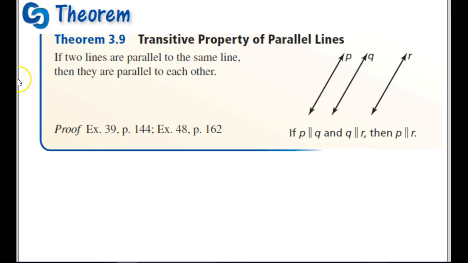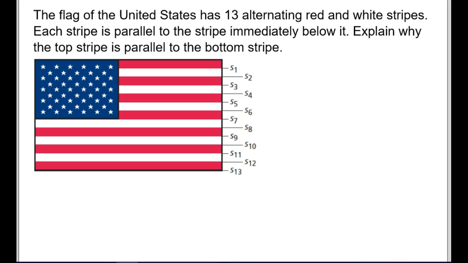Now we're going to be looking at the transitive property of parallel lines. The transitive property of parallel lines tells me that if two lines are parallel to the same line, then they're parallel to each other. So if I know that P and Q are parallel, and I know that Q and R are parallel, then I can for sure say that P and R are parallel as well. Let's look at this example. The flag of the United States has 13 alternating red and white stripes. Each stripe is parallel to the stripe immediately below it. Explain why the top stripe is parallel to the bottom stripe.